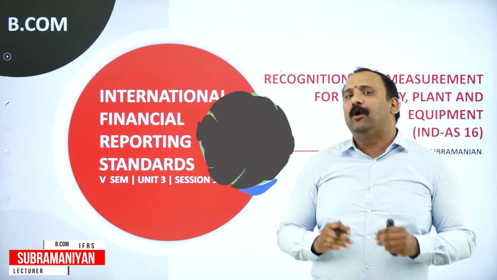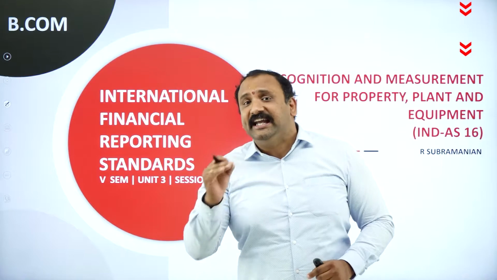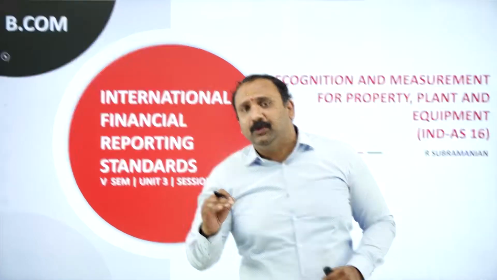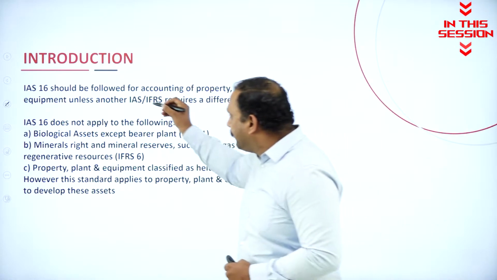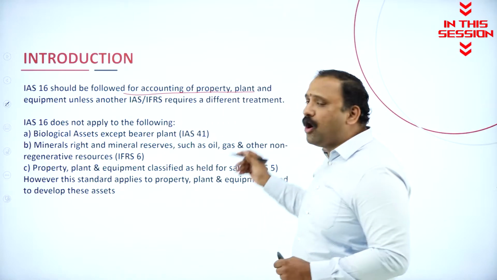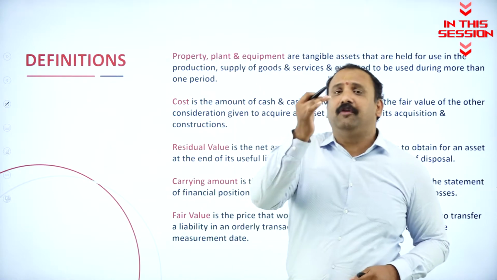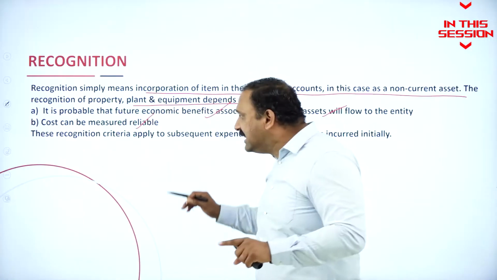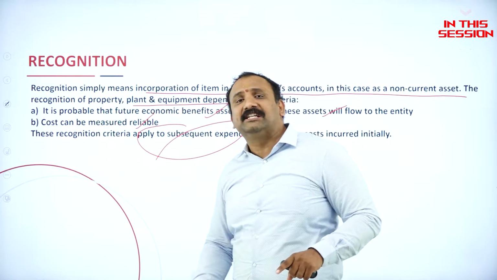This is going to be a very interesting session where we are going to recognize each and every value. The Indian Accounting Standard 16 should be followed for accounting of property. Now let's try to understand the definition of each and every factor. These recognition criteria apply to subsequent expenditure and factor.